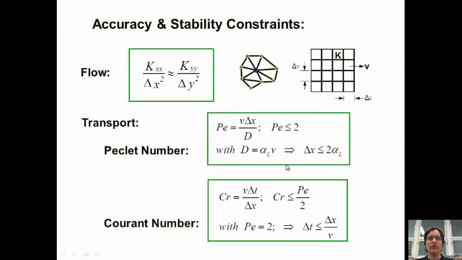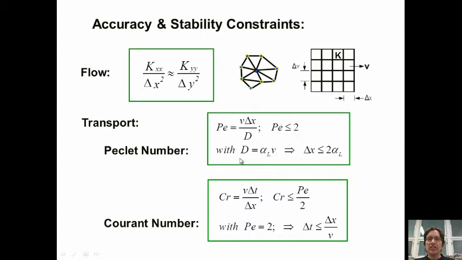And here's just a review of the main accuracy and stability constraints, which apply to pretty well all numerical methods. For flow, we have this constraint here that this ratio of conductivities and grid spacings should be similar. For transport here, these are the two main accuracy and stability constraints given by the Peclet number and the Courant number. So the Peclet number is just the product of the velocity and the grid spacing divided by the dispersion term. And for reasons I won't get into, but it's not too hard to understand, the Peclet number should be less than or equal to 2.